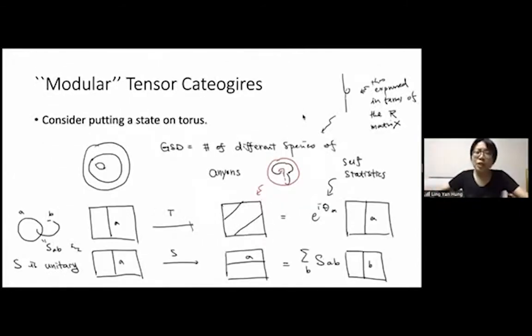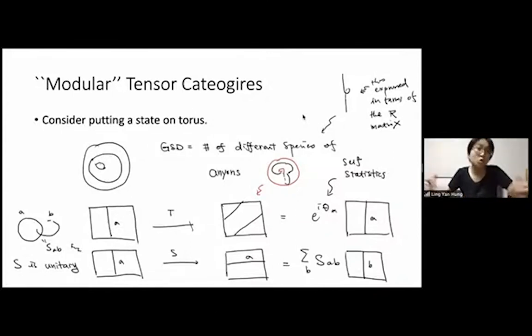So that tells you so much about braided tensor categories. And what is a modular tensor category? A modular tensor category has some extra conditions that you put on the braiding structure. So in particular, I consider putting your state on a torus.